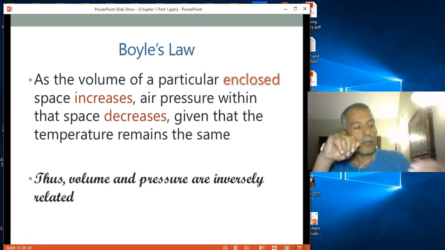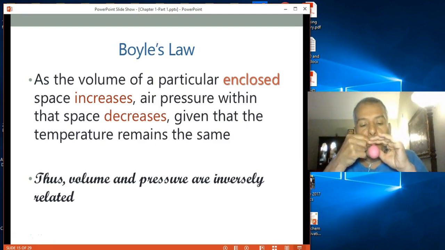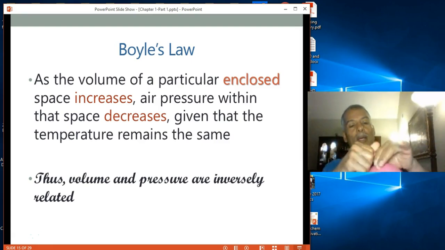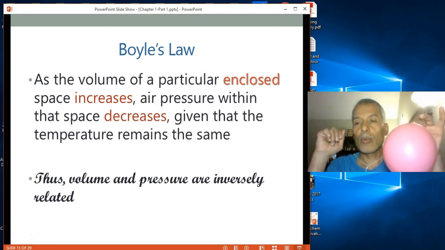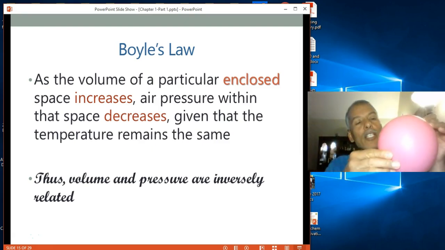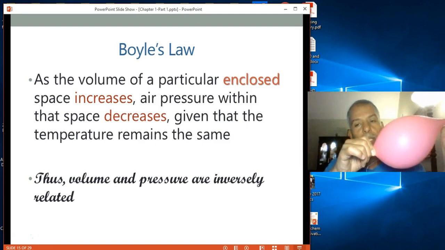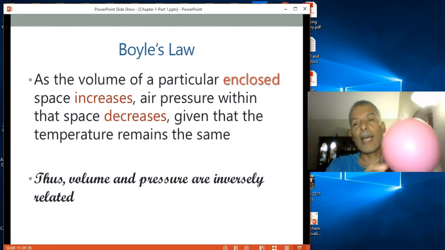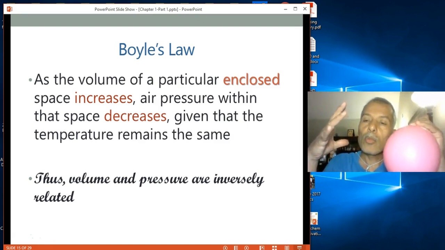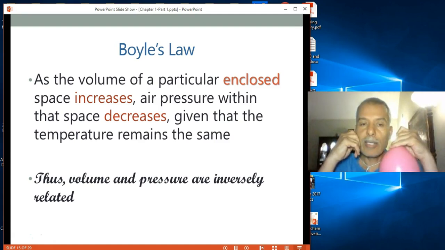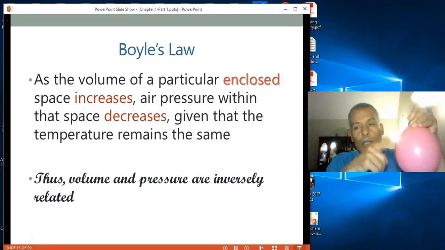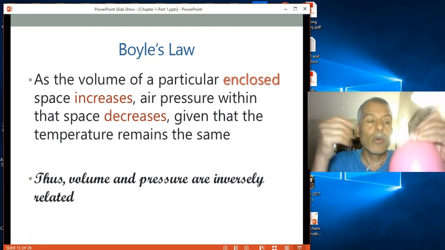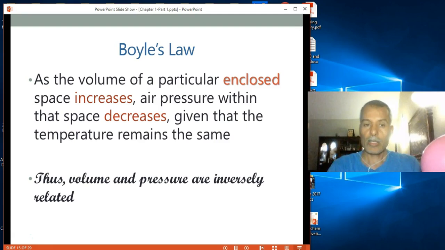So let's say now I trapped an amount of air inside of the balloon. If I manage to expand the balloon, say expand it from this end and from that end, I am going to have less pressure inside, because I created more space and the same amount of air is there. So the air molecules will have more room inside. They will be less crowded.